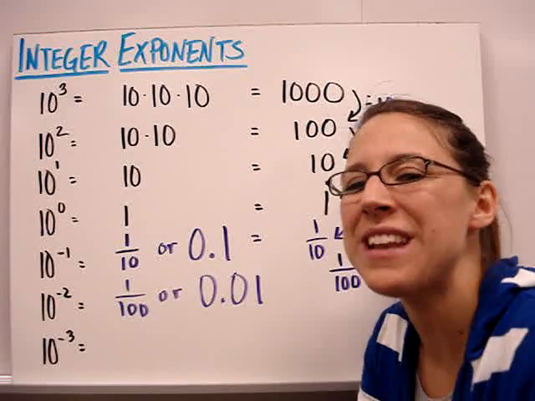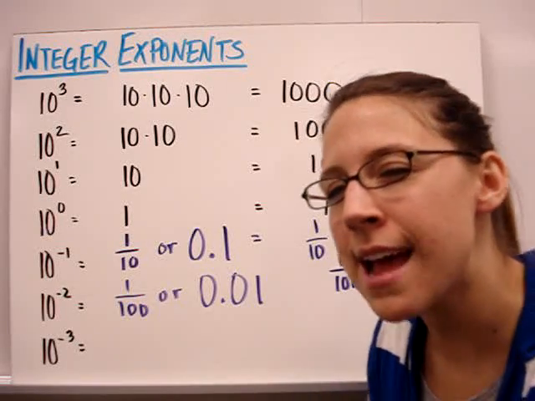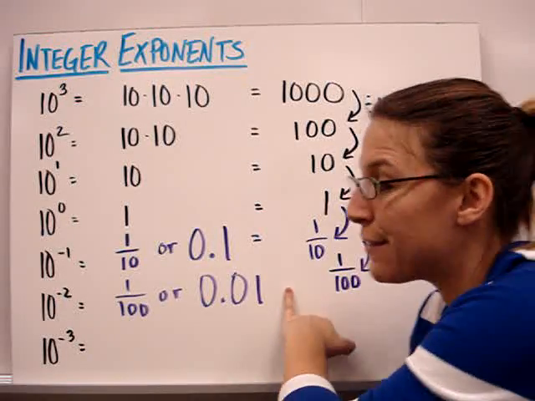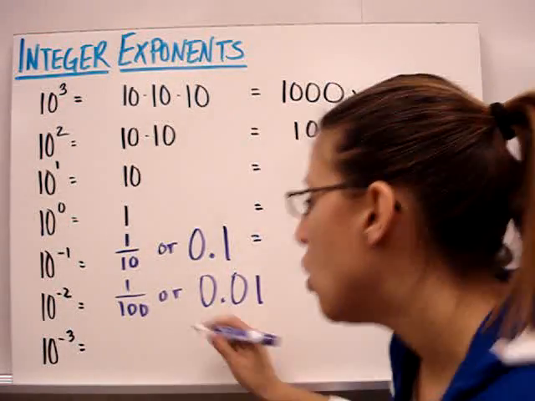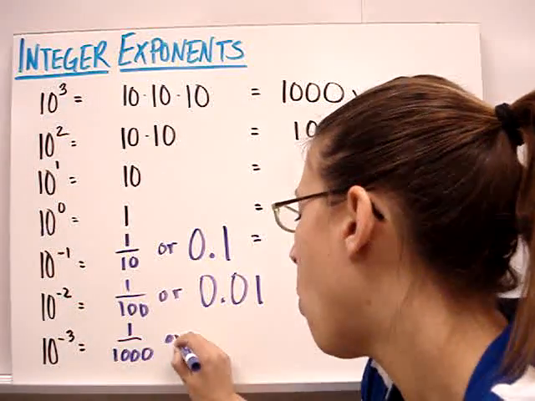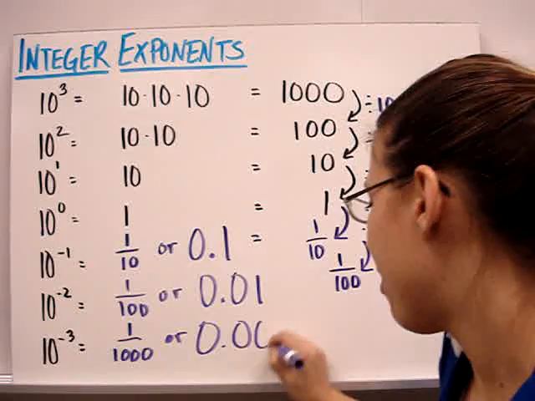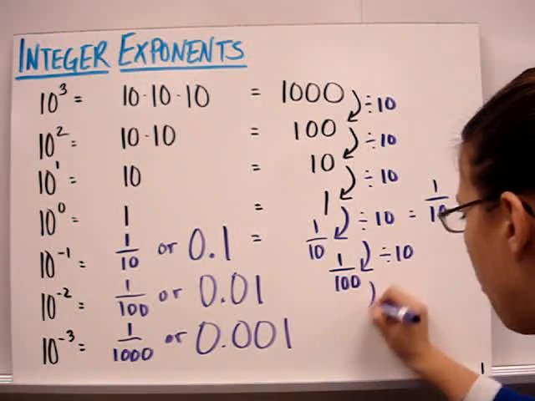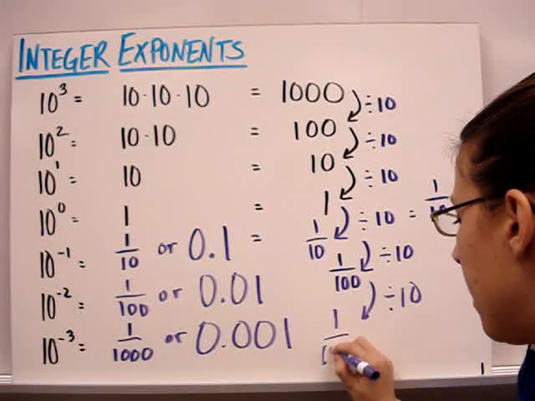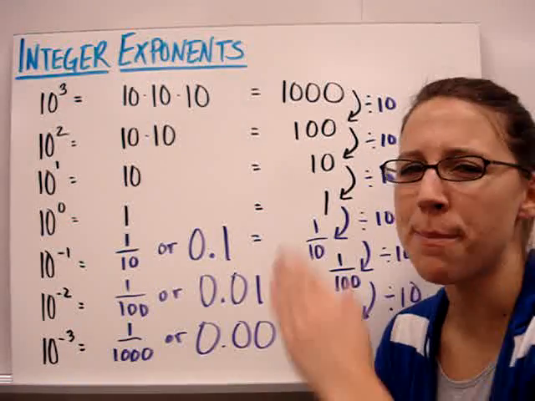What do you think is going to happen when I take 10 to the negative third? 10 to the negative third is dividing 10 to the negative second by 10 again, which is going to give me 1/1000th. Again, if we divide by 10 here, this gives me 1/1000th. So notice the pattern.